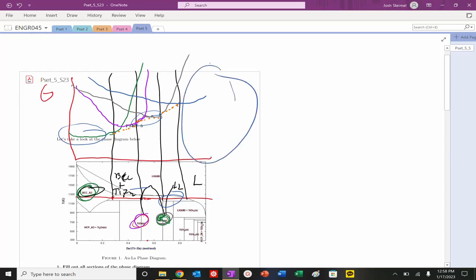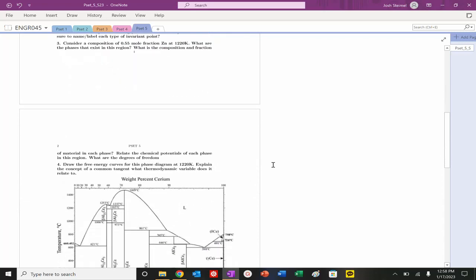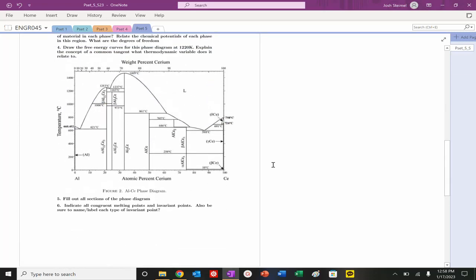And then single phase region. We got it. That's it. All right. Let's go on to the next one.